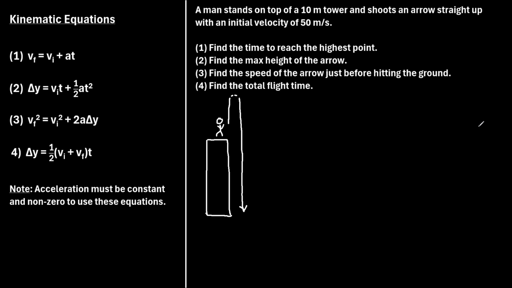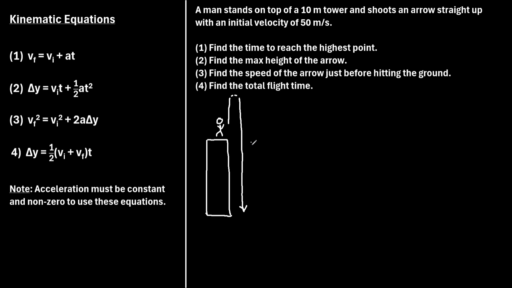In this video, I will explain how to solve a free fall problem in physics that involves tossing an object straight into the air. So let's jump right into an example. This says, a man stands on top of a 10-meter tower and shoots an arrow straight up with an initial velocity of 50 meters per second. Now, we want to find 4 different things right here. The first thing we want to find is the time that it takes to reach the highest point.